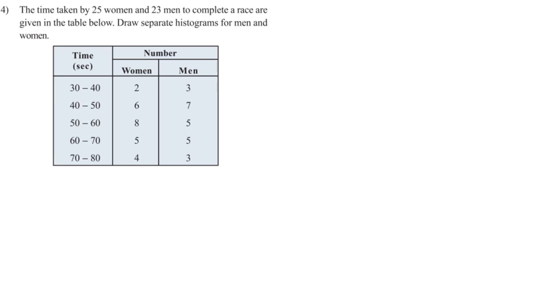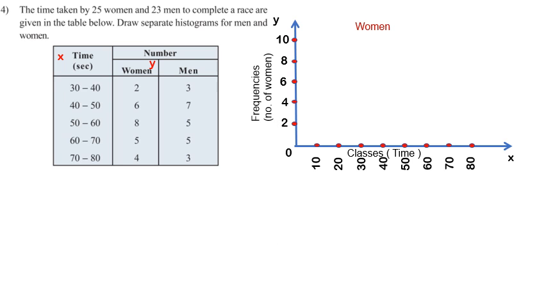Question number 4. The time taken by 25 women and 23 men to complete a race are given in the table below. Draw separate histograms for men and women. Here we have to draw two separate histograms for men and women. First let us draw the histogram for women. First draw x-axis and y-axis with appropriate scale as before. Here let us take the scale as x-axis 1 cm equals 10 seconds and y-axis 1 cm equals 2 women. Then construct a bar for each class.